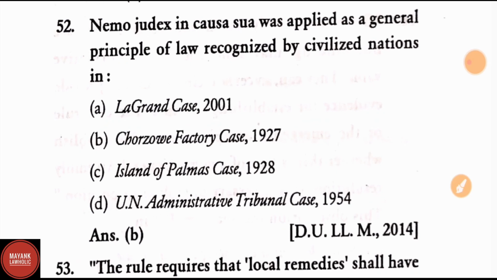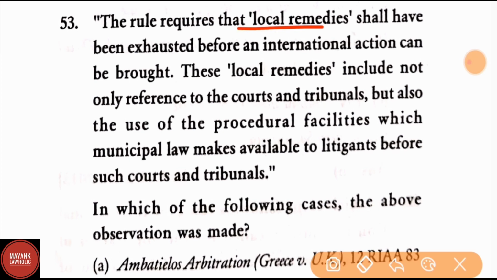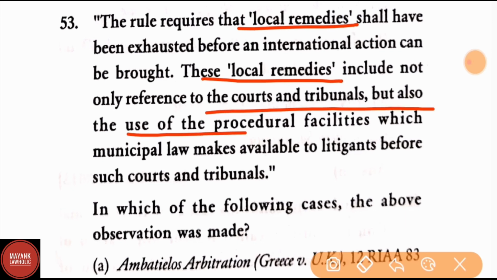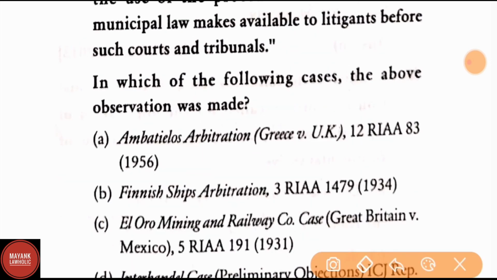Question number 52. Nemo judex in causa sua was applied as a principle of law recognized by civilized nations in Chorzow Factory case 1927. Question number 53. The rule requires that local remedy shall have been exhausted before an international action can be brought. These local remedies include not only reference to the courts and tribunals but also the use of procedural facilities which municipal law makes available to litigants before such courts and tribunals. In which of the following cases was the above observation made? This observation was made in the Ambatielos arbitration, Greece versus UK, 1956.